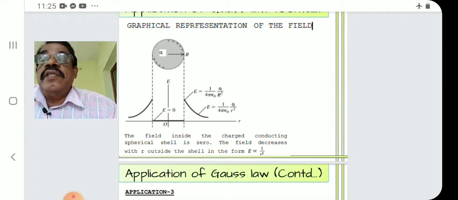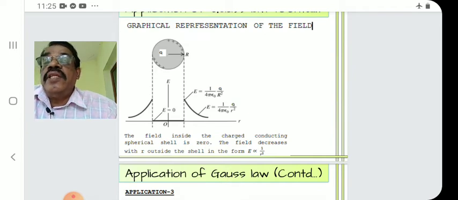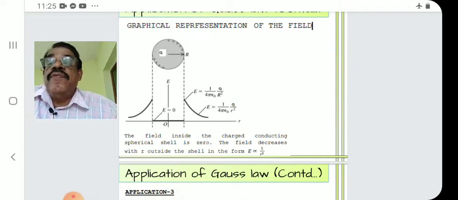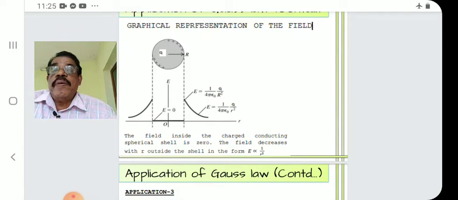The field inside the charged conducting spherical shell is 0. The field decreases with r outside the shell in the form E proportional to 1 by r square. On the surface, the field is maximum, which is given by E is 1 by 4 pi epsilon 0 Q by capital R square.